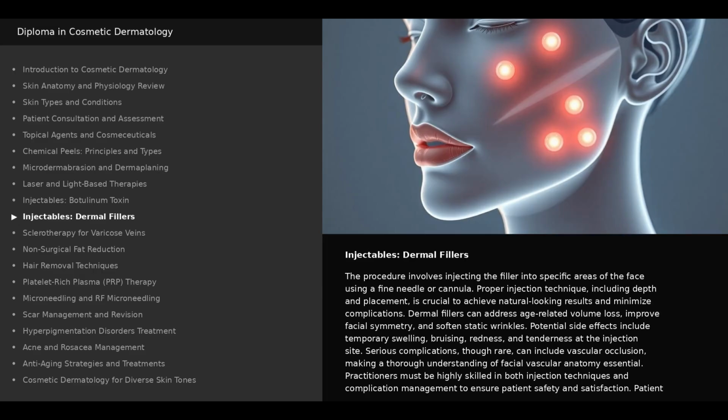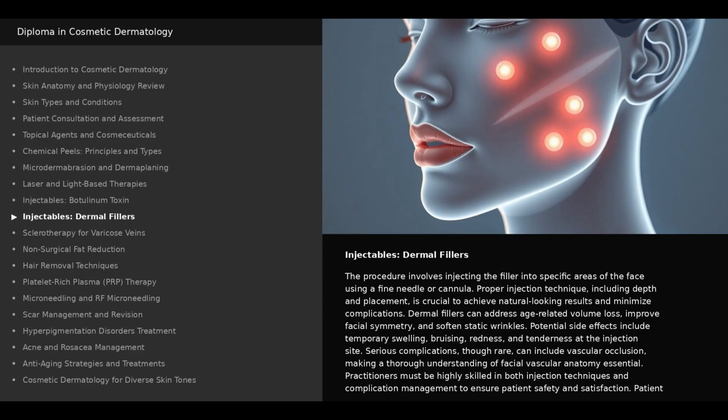The procedure involves injecting the filler into specific areas of the face using a fine needle or cannula. Proper injection technique, including depth and placement, is crucial to achieve natural-looking results and minimize complications. Dermal fillers can address age-related volume loss, improve facial symmetry, and soften static wrinkles.